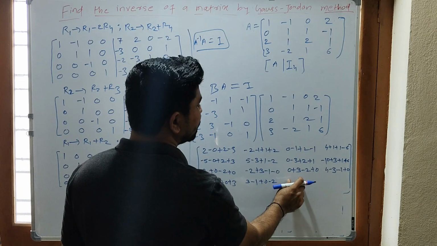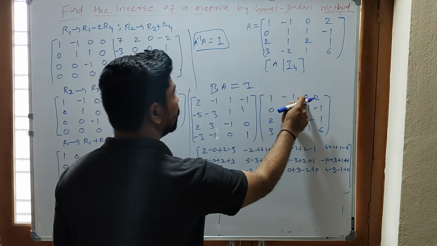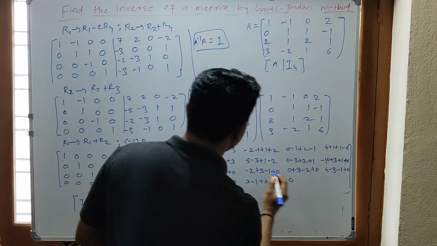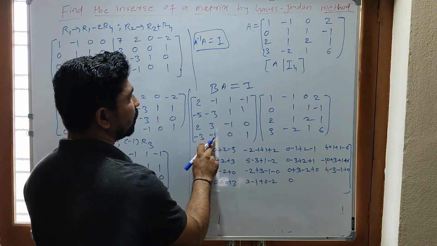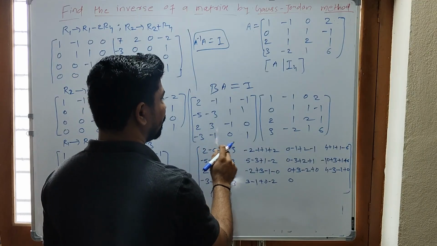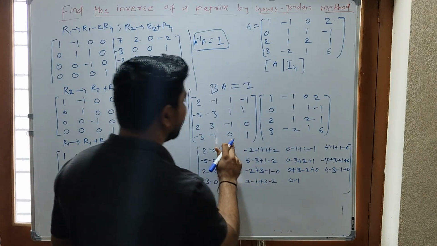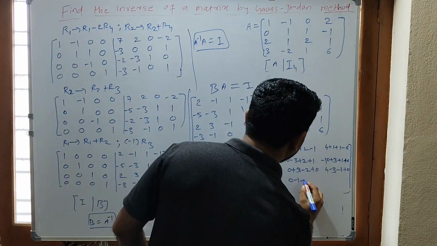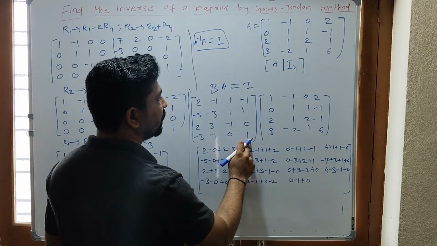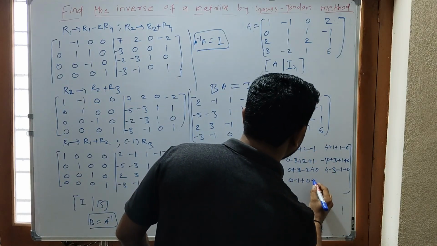Fourth row, third column is the A43 entry. Here minus 3 into this 0, so here simply 0. Here minus 1 into this 1, here simply minus 1. Here this 0 into this 2, here simply 0. And this 1 into this 1, this is simply 1.